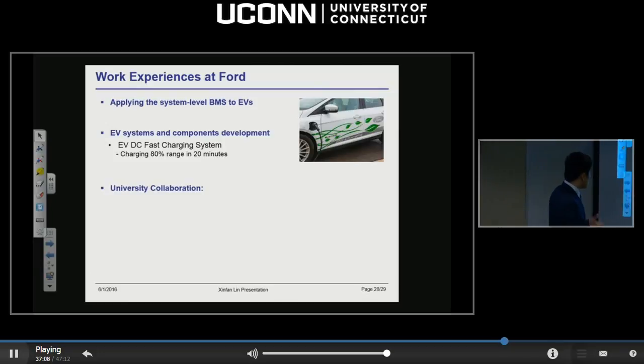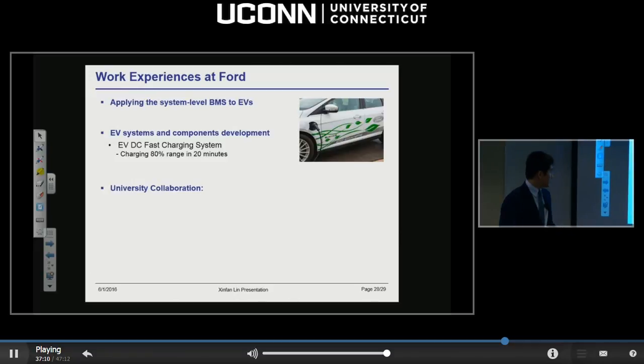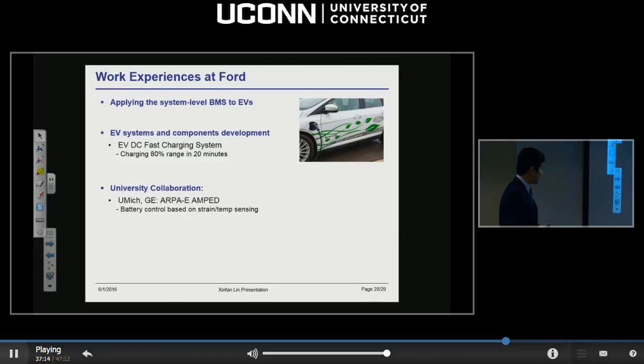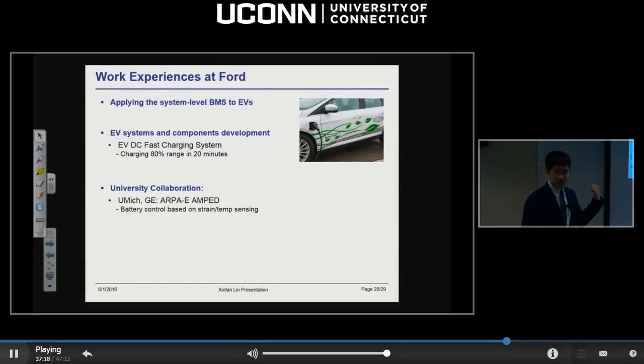Apart from this, I'm also involved in multiple university collaboration projects. For example, we have one with University of Michigan and General Electric. Probably I shouldn't talk about this here. I'm just kidding. Because I know GE is a competitor with UTC. This is an externally funded project by ARPA-E, the DOE agency.